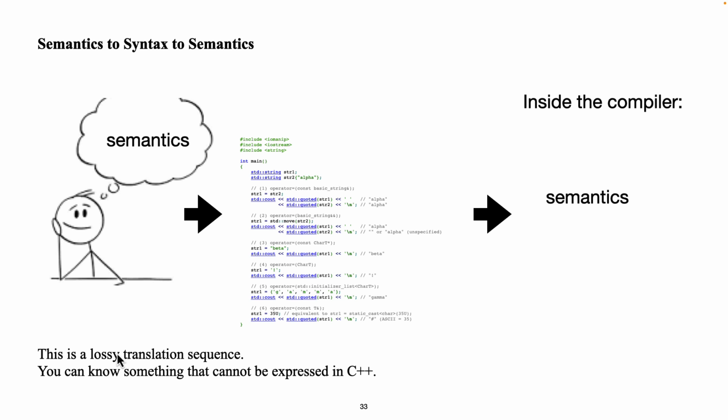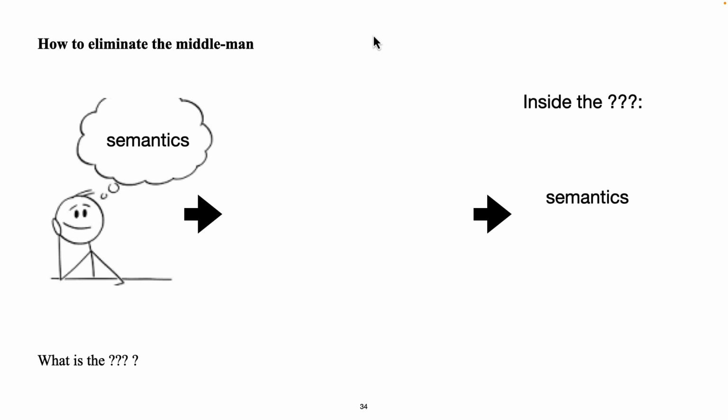But this is a lossy translation. There are things the programmer can know about the semantics that are not expressible in the C++ language. So it is in principle impossible to guarantee that everything in here is preserved over here. Can we eliminate the middleman? Instead of a lossy translation into syntax and then a translation out of syntax, can we go directly from here to here? And if we could, what would that look like? And the rest of the talk will describe the answer to that question.